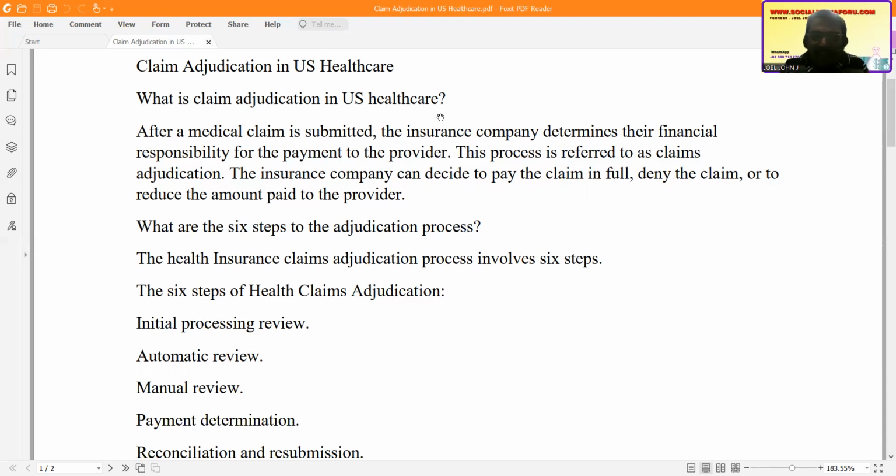What is claim adjudication in US healthcare? After a medical claim is submitted, the insurance company determines their financial responsibility for the payment to the provider. This process is referred to as claim adjudication. The insurance company can decide to pay the claim in full, deny the claim, or reduce the amount paid to the provider. Reducing the amount paid to the provider means a partially paid claim.